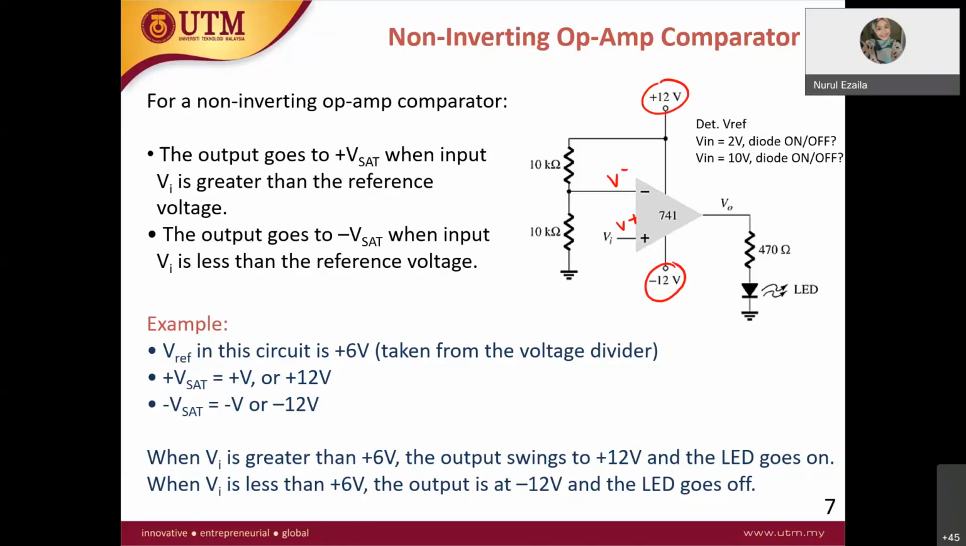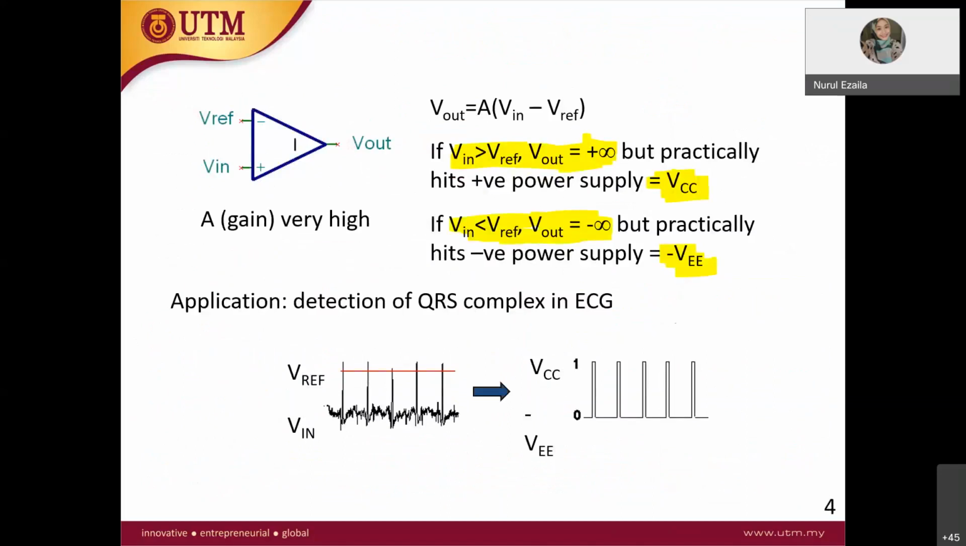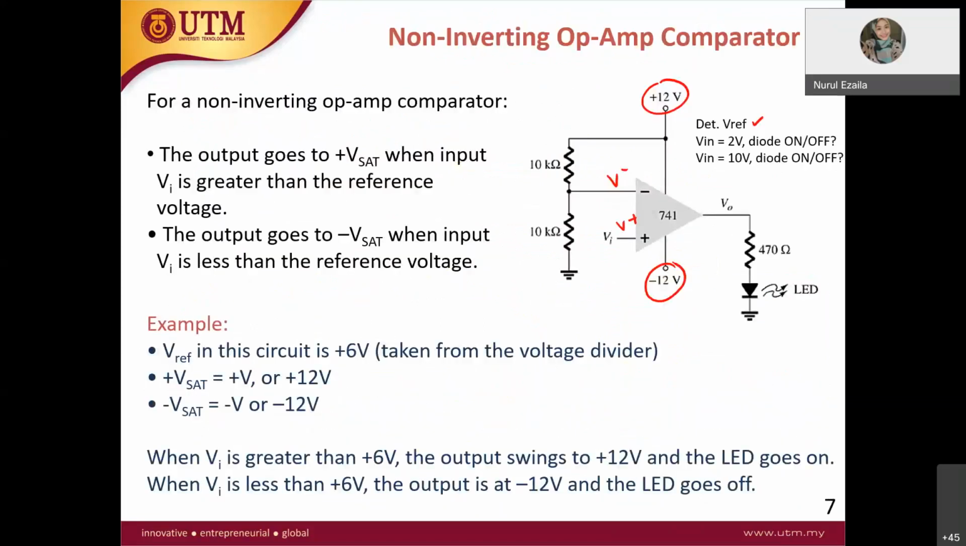The first question asks you to determine the V reference. So where is the V reference? Here we have one output, and then we have one V reference and one V in. In this case, your V in is at V plus. Now your V reference will be only the left, V minus. So this is your V reference.